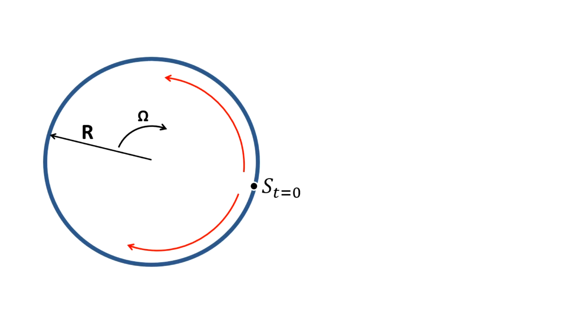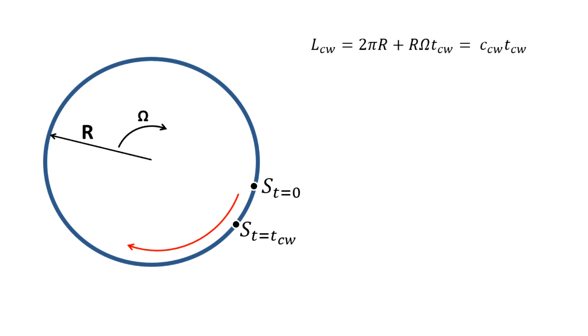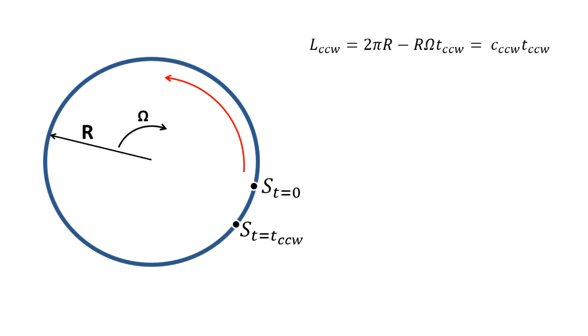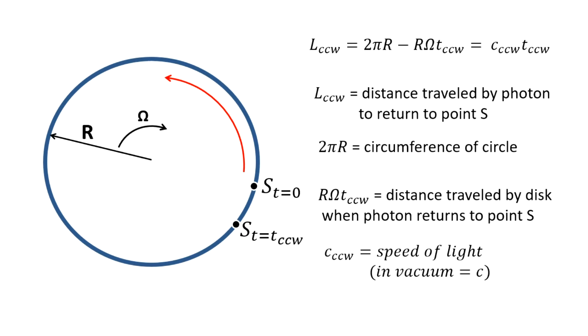For the beam traveling clockwise, the distance traveled is given by this formula. The length of the circumference, 2 pi r, plus the tangential velocity, in this case r times omega, multiplied by the time clockwise. This is also equal to the speed of light multiplied by the time clockwise. For the beam traveling counterclockwise, the distance traveled is given by a similar formula. The length of the circumference minus the tangential velocity, multiplied by the time counterclockwise. This is also equal to the speed of light multiplied by the time counterclockwise.